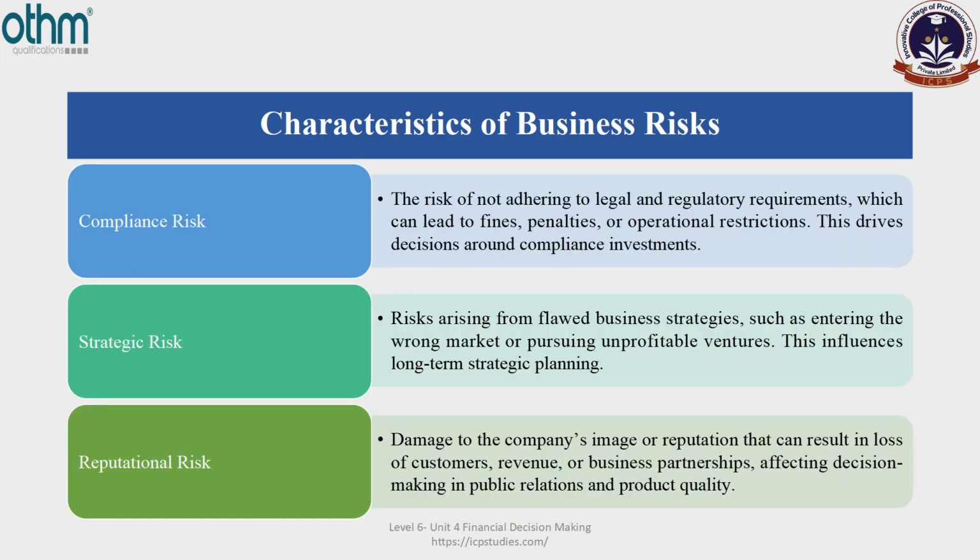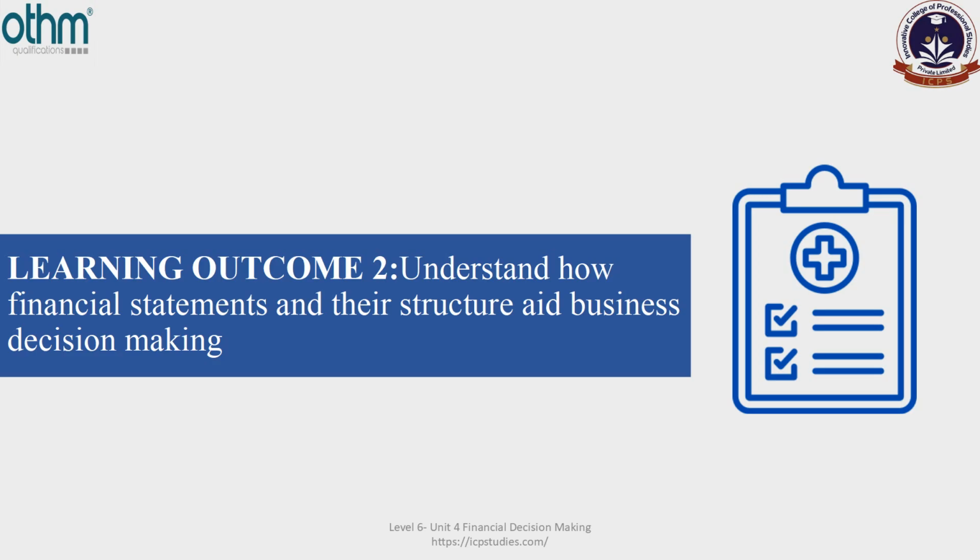Then we have compliance risk, which means the risk of not adhering to legal and regulatory requirements. Then we have strategic risk, which means risk arising from flawed business strategies, for example, entering the wrong market. Then we have reputational risk, which means damage to the company's image or reputation that can result in loss of customers. Then we have the second learning outcome, in which we will try to understand how financial statements and their structure aid business decision making.